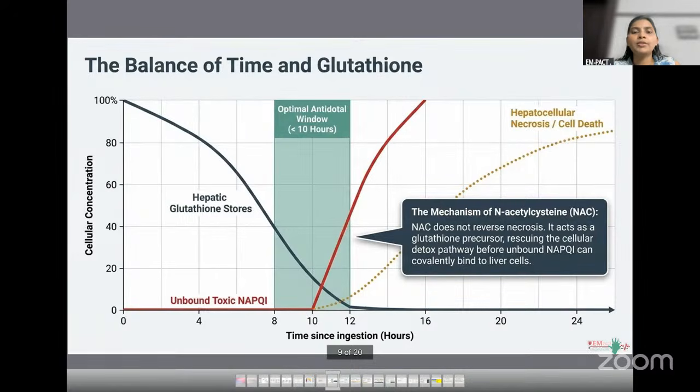Okay. So that's why we are saying that giving the NAC as early as possible, especially within 8 hours of the paracetamol poisoning, will be most useful, because NAC is a glutathione precursor. It will help to replenish the glutathione stores. It won't reverse the hepatocellular necrosis. So it is most useful if you are giving it within 8 hours of paracetamol poisoning. But that doesn't mean the NAC has no use after that. Okay, right.